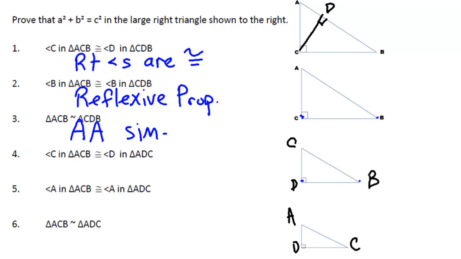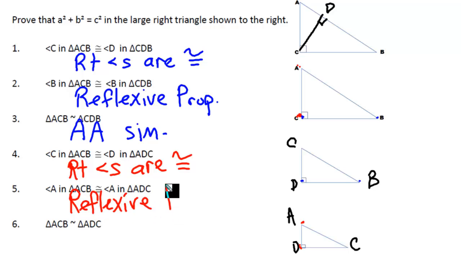Now we're going to go through a similar process in showing that the big triangle is eventually similar to the little triangle. They start out with angle C, that's the right angle on the big triangle, and angle D, that's the right angle on the small triangle. They're going to be congruent because right angles are congruent with each other. Then they're going to state angle A on the big triangle is congruent to angle A on the little triangle. Well, it's the same angle, so that is again the reflexive property. And now that we have 2 corresponding angles congruent, we can go ahead and say big triangle is similar to little triangle, and again, that's through AA, or angle-angle similarity.